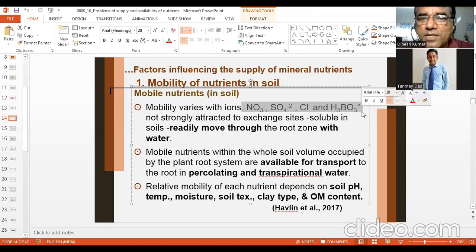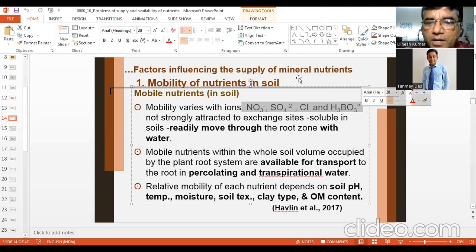Therefore, leaching losses are quite more in the case of nitrate, sulfate, chloride, because they are negatively charged and there are less quantities attached to the exchangeable sites. So the remaining part remains in the soil solution. So they are mobile in soil and readily move through the root zone with water.